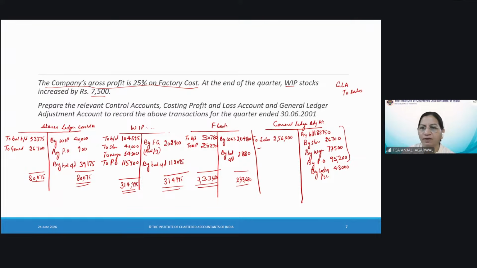So your balancing figure of the general ledger, to be balanced and carried down for the next period, is 180,150.